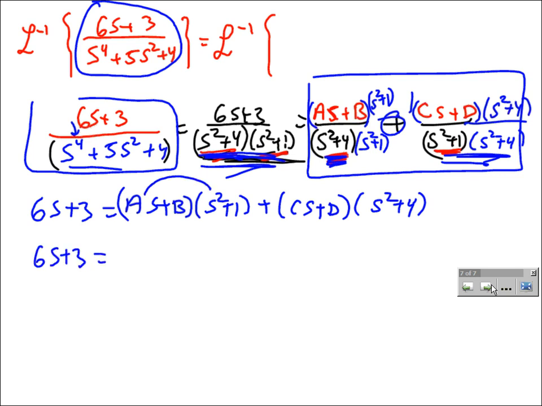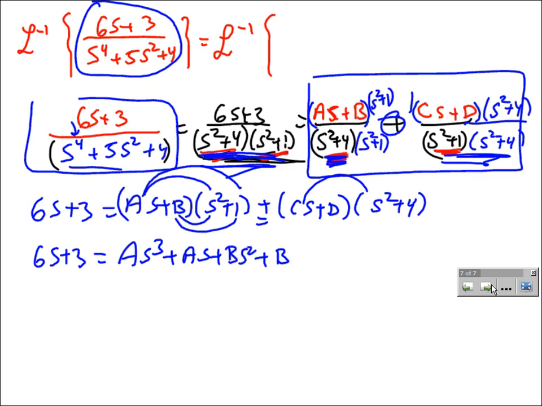So here we get as cubed plus as plus bs squared plus b plus cs cubed plus 4cs plus ds squared plus 4d.